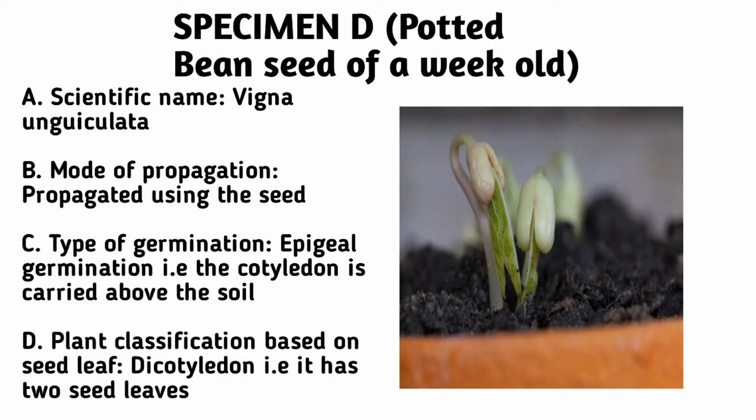Then they could ask you what type of germination does this specimen undergo? It undergoes what is called an epigeal germination. Why? The cotyledon is carried above the soil. So in your exam, most times they'll tell you what type of germination and give reasons. So you write epigeal germination because the cotyledon is carried above the soil. Then they could ask you what is the plant classification based on the seedling. It is classified as a dicotyledon. Also, the reason: it has two seed leaves.